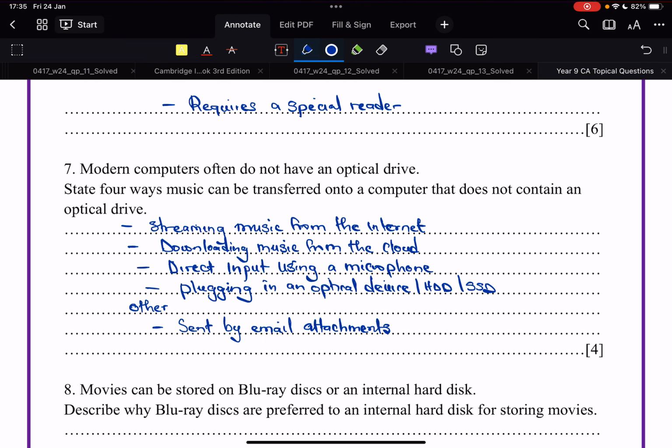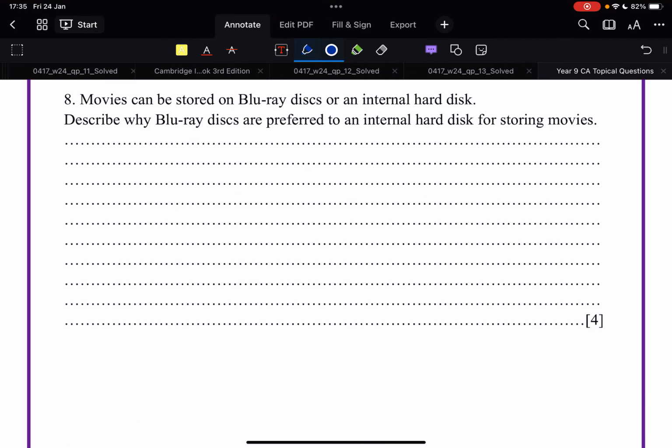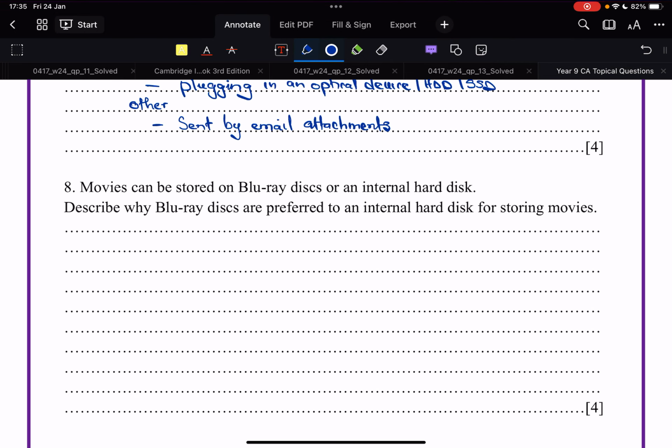I think I've stretched this enough. Movies can be stored on Blu-ray discs or an internal hard disk. Describe why Blu-ray discs are always preferred to an internal hard disk for storing movies.